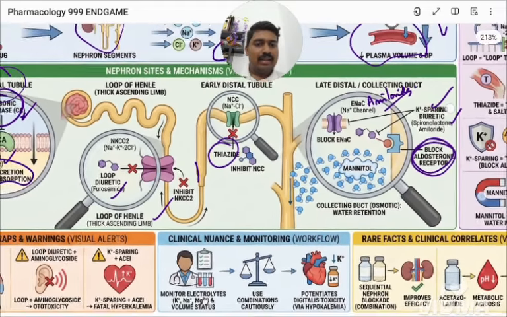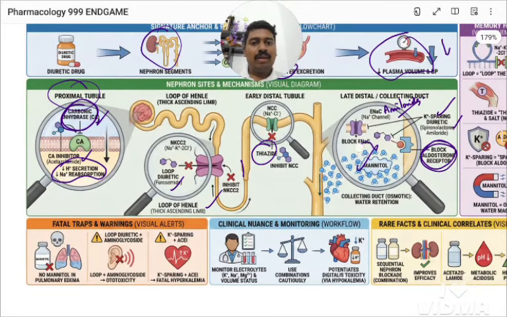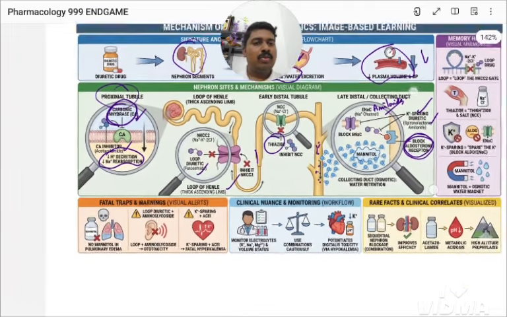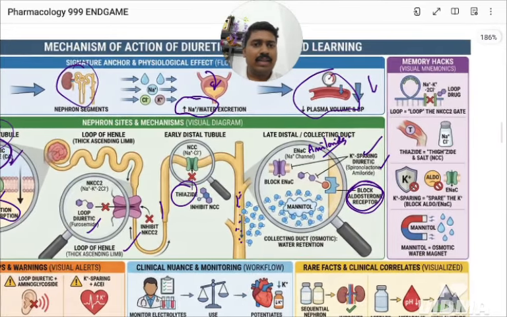Now mannitol is one more drug, where it causes osmosis. It will cause water retention in the collecting duct. So that is what will be retained here, and it will cause decreased water in the blood vessels. So it will decrease BP, and it will be used in other conditions also. So these are some of the mechanisms of action of diuretics.